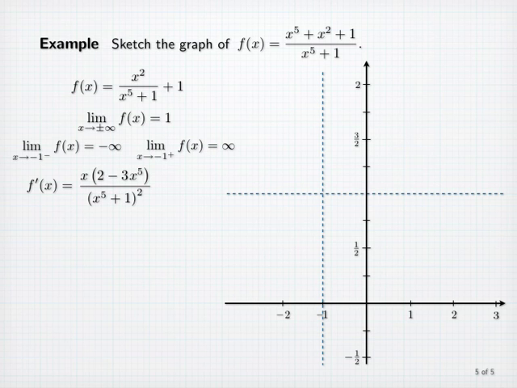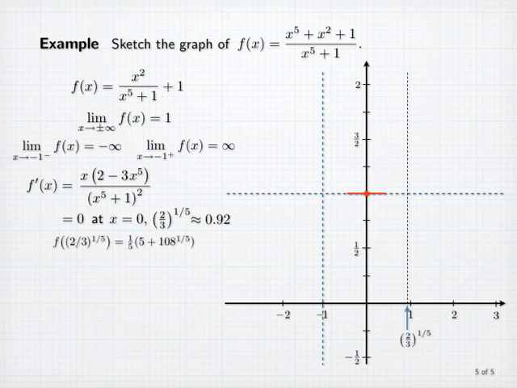So we can see that the derivative is equal to 0 at x equal to 0 and at the fifth root of 2/3, which is approximately 0.92. Now the value of the function at 0 is equal to 1, so let's plot the point (0, 1) and indicate that there's a horizontal tangent there.